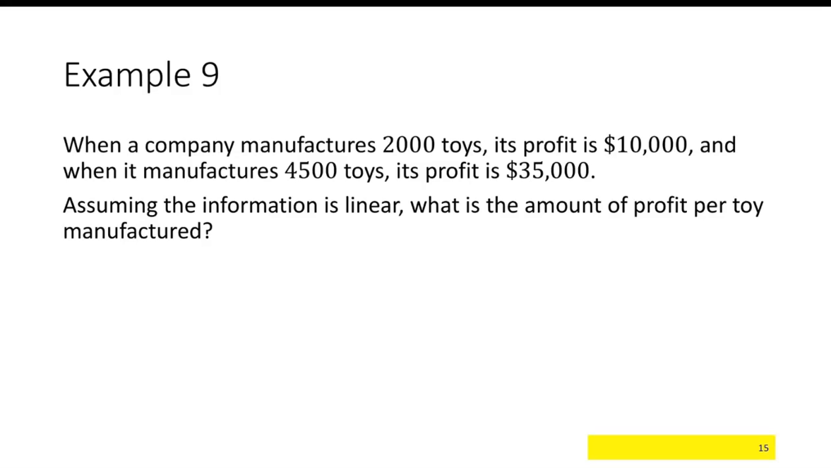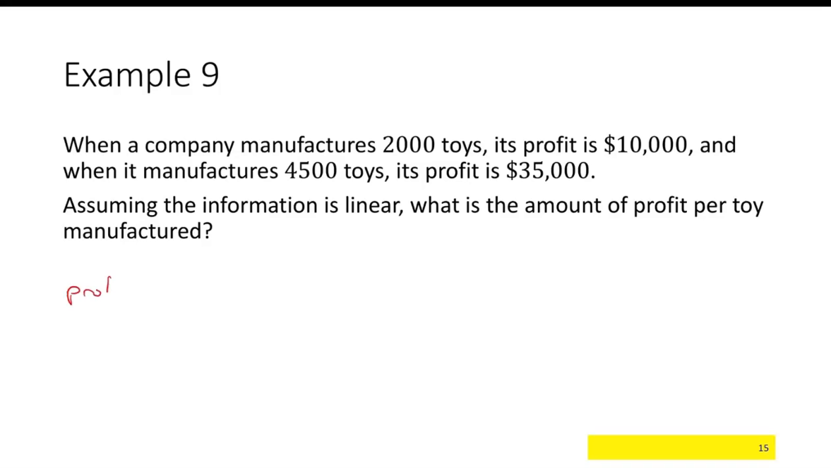One last one. When a company manufactures 2,000 toys, its profit is $10,000. When it manufactures 4,500 toys, its profit is $35,000. So the question here, assuming the information is linear, what is the amount of profit per toy?